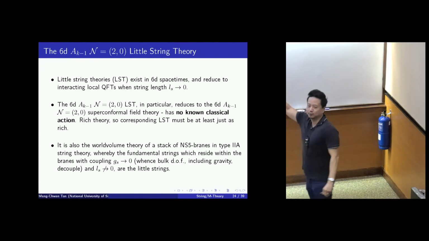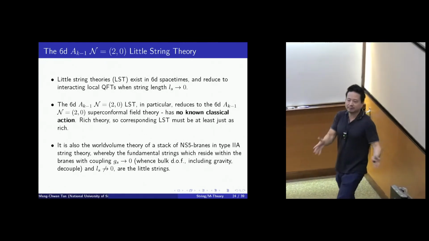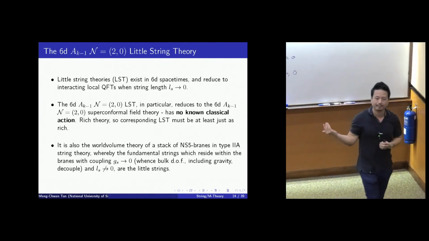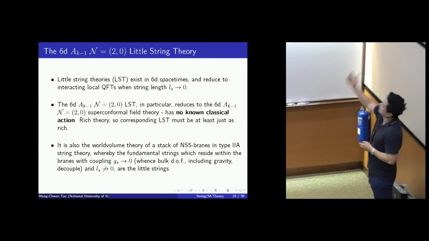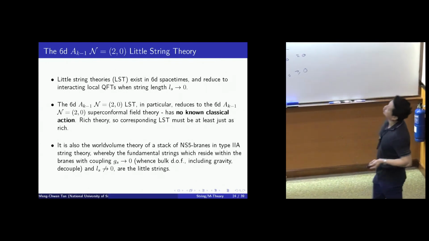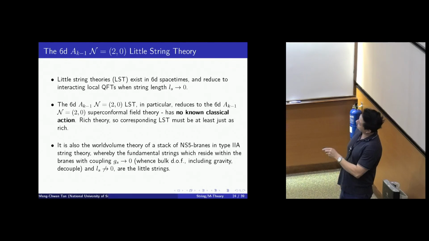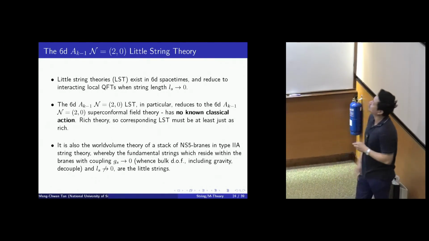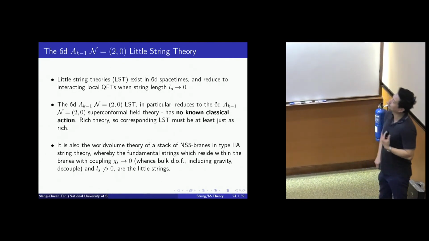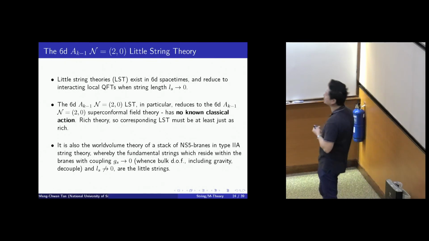Now let's look at the little string. What we're going to do next is to use the spectrum that we can get from the quasi-topological sigma model to say something about the spectrum of the little string. Okay, so little string theories exist in 6D space-time. They reduce to interacting local QFTs when the string length goes to 0, so it's like a point particle limit. So this little string theory reduces to the 6D N equals (2,0) superconformal field theory. Okay, that has no known classical action. It's a very rich theory, so we expect little string theory to be at least just as rich.